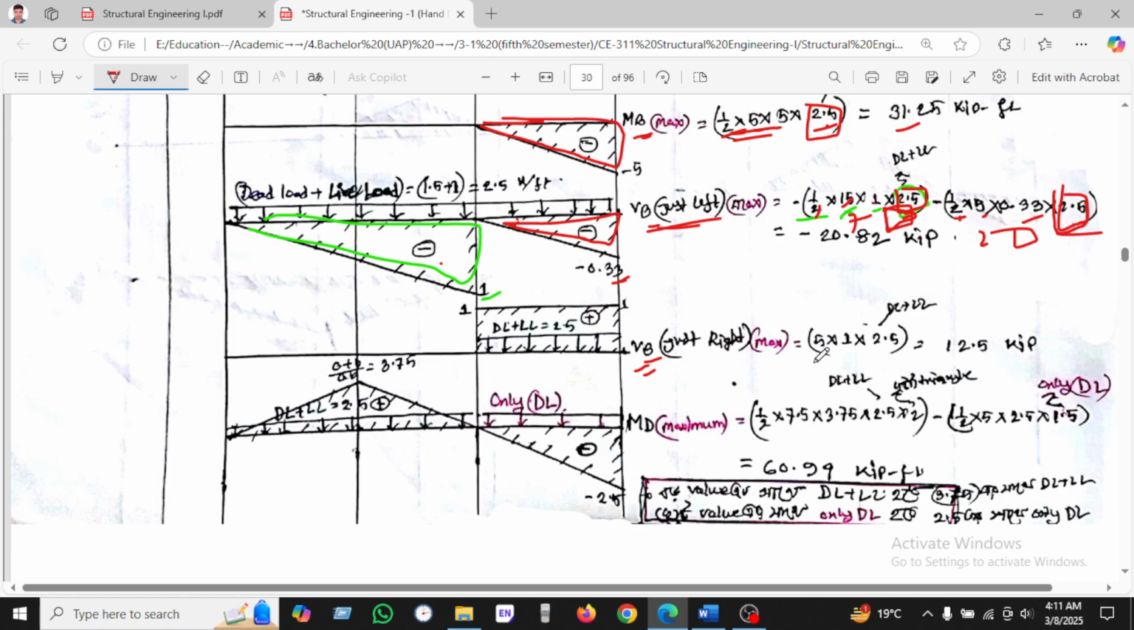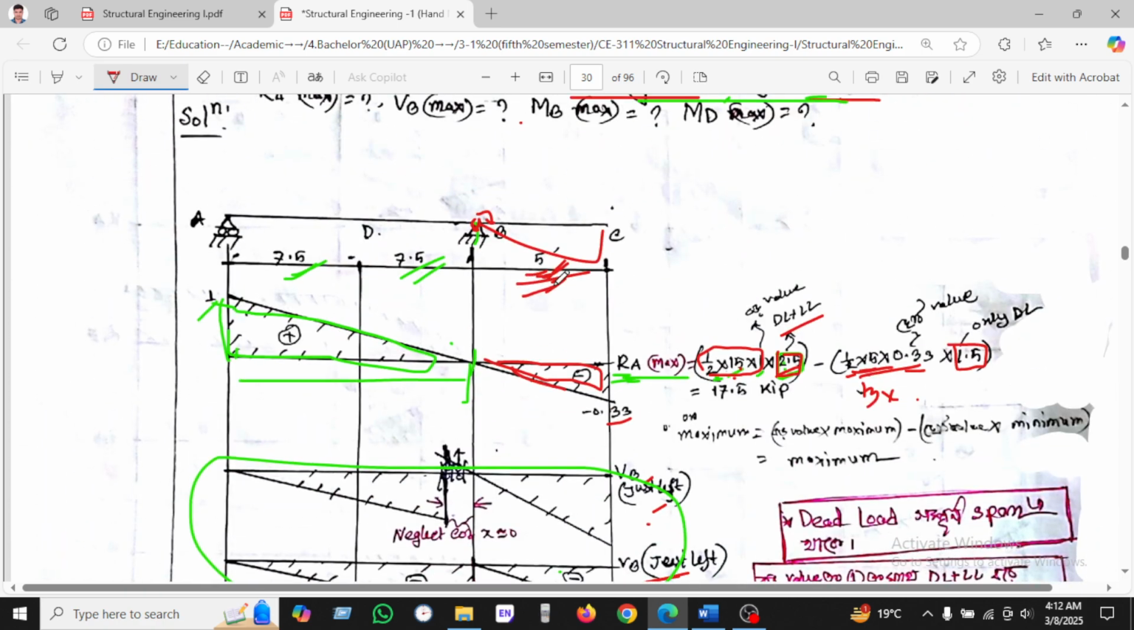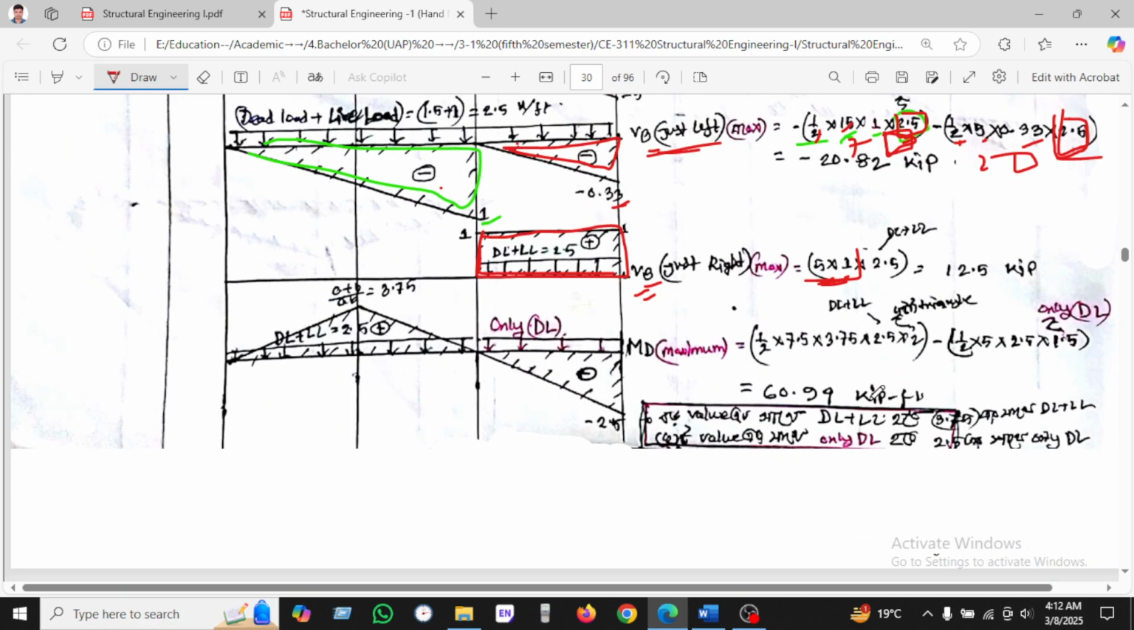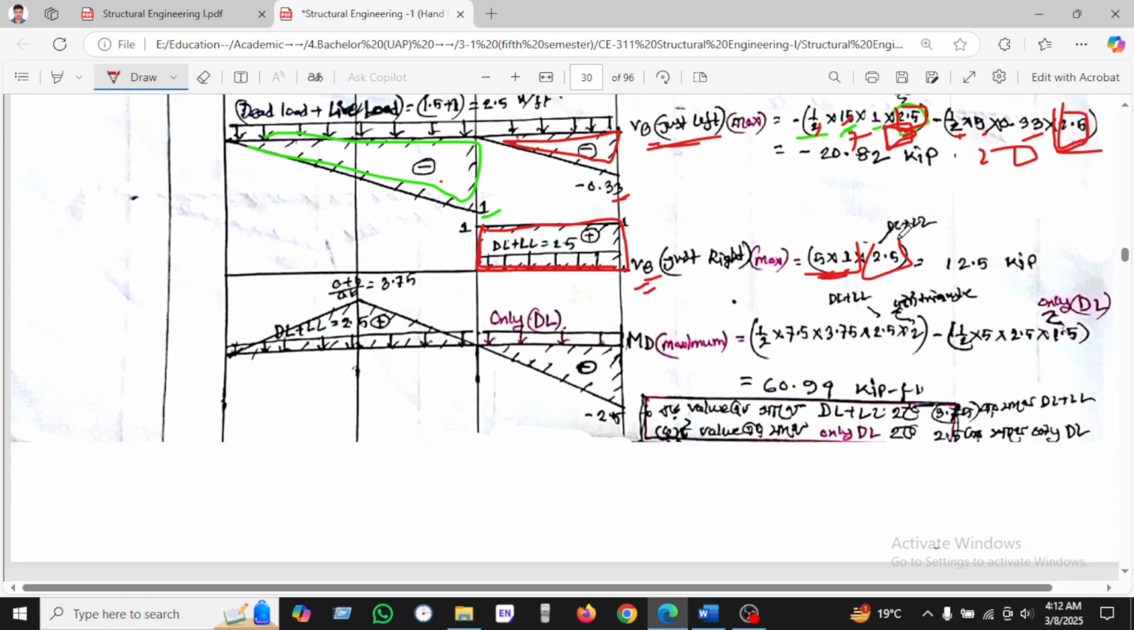Let's see here. So the maximum I will get is half into 1. Sorry, it is not a triangle, it is a rectangle. So 5 into 1, where 5 is the length and 1 is the height, and 2.5 is the dead load plus live load, and it will be 12.5.